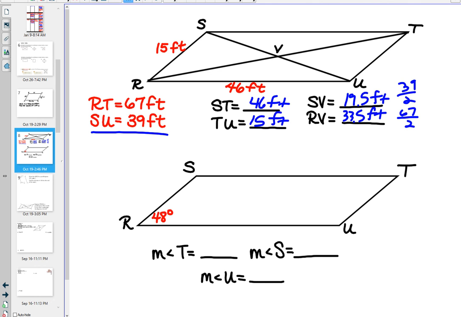I'm sorry? Because they're two different diagonals. The SV is part of the diagonal SU. RV is part of the diagonal RT. There is no property that said that the diagonals are congruent. Those diagonals are all to themselves, but what they do is they cut each other in half. So whatever RT ends up being, RV is half of that. Whatever SU ends up being, SV is half of that, but they don't all have to be the same as each other.